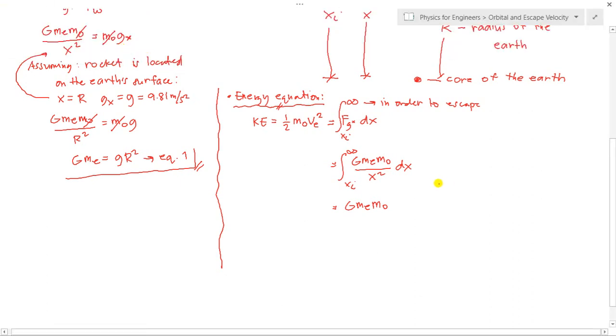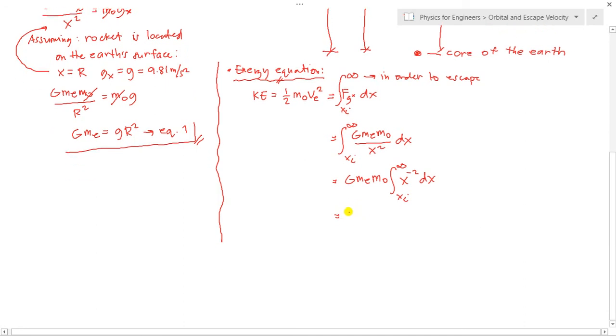And then we can bring the x squared to the numerator, so it becomes x raised to negative 2 dx from initial until infinity. So this is equal to G M_E M_O, and then by the power rule, the integral of x raised to negative 2 is just equal to x raised to negative 2 plus 1 all over negative 2 plus 1 from x sub I to infinity. So this is G M_E M_O, then that would be x raised to negative 1 all over negative 1, or that is negative 1 all over x.